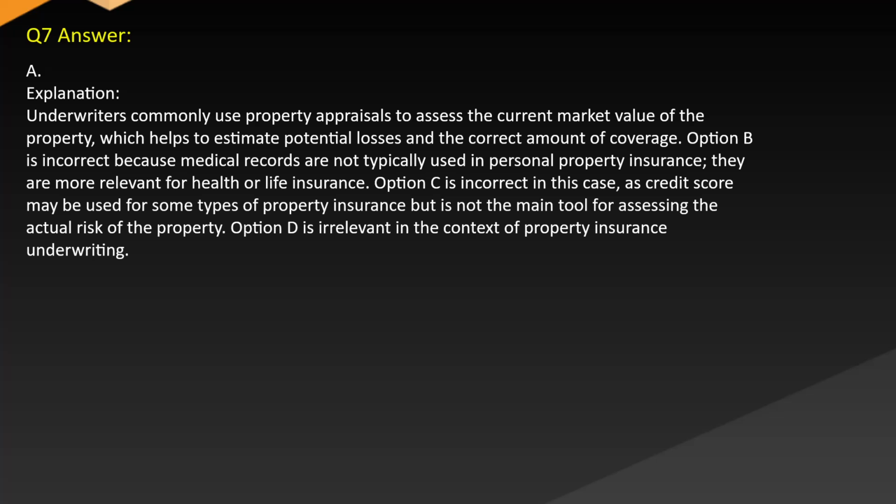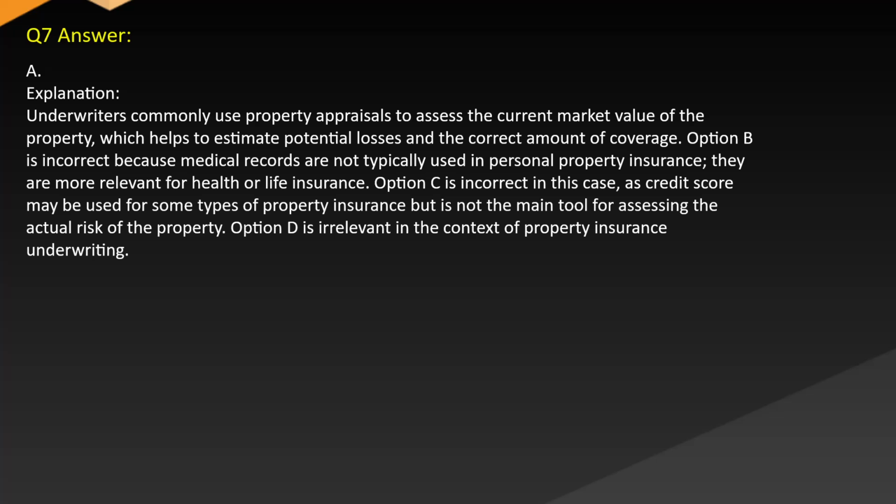Answer A. Explanation. Underwriters commonly use property appraisals to assess the current market value of the property, which helps to estimate potential losses and the correct amount of coverage. Option B is incorrect because medical records are not typically used in personal property insurance, but they are more relevant for health or life insurance.